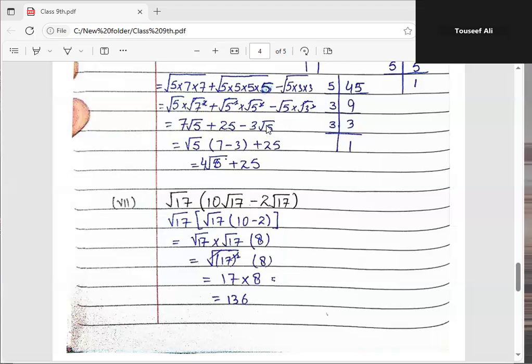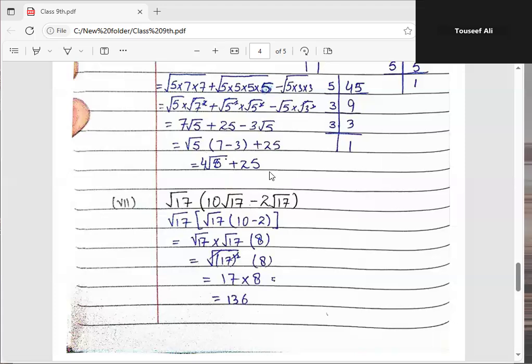Now we will further simplify root 5. Root 5 is common in these two terms, so by taking root 5 common, the remaining term here is 7 and the remaining term here is minus 3. 7 minus 3 is 4. So we get 4 root 5 plus 25, as it is.